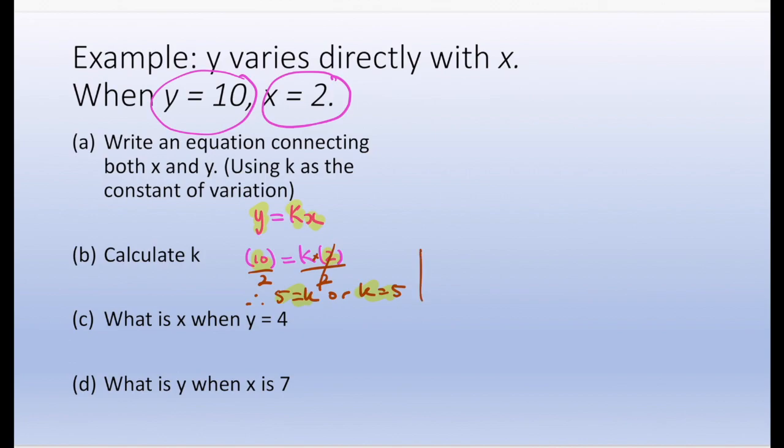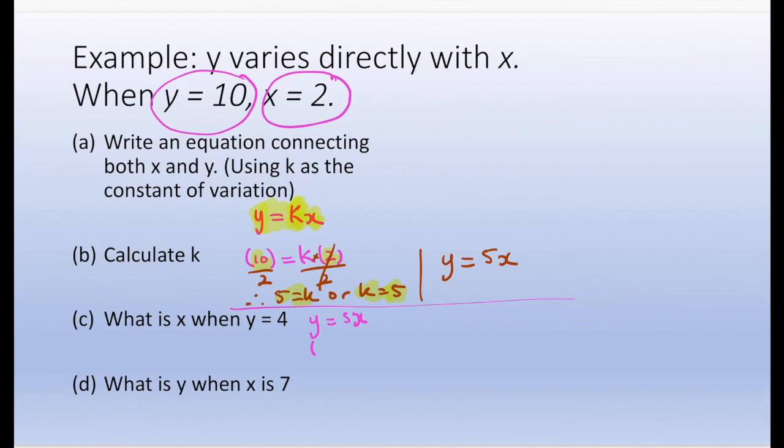I'll write it out. Y equals, it's not k, we know what k is. It's 5. So y equals 5x. So all I've done is rewritten this with the known value of k. Yay. Okay. Using this, what is x when y is 4? So what I'll do is I'll start it out again and I'll just go y equals 5x. So it says what is x when y is 4?